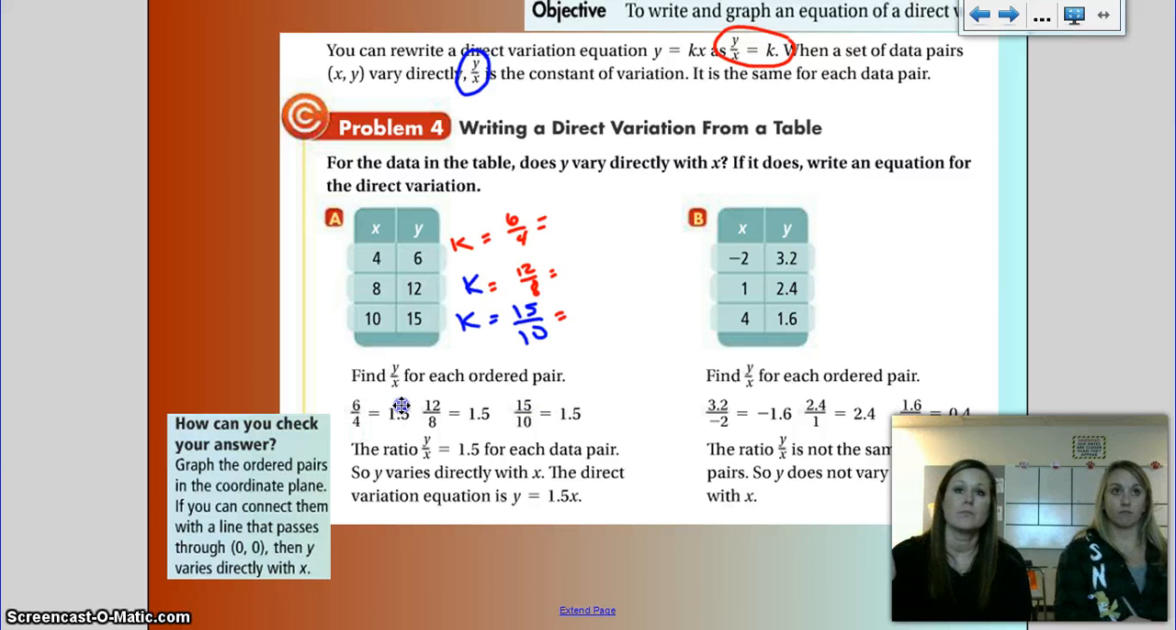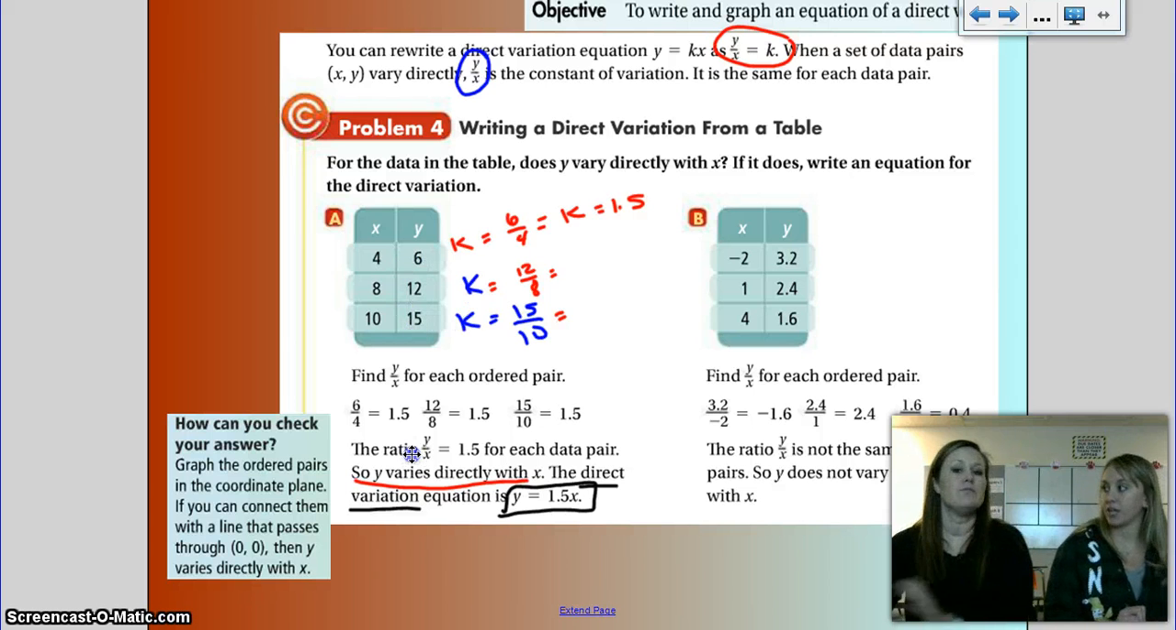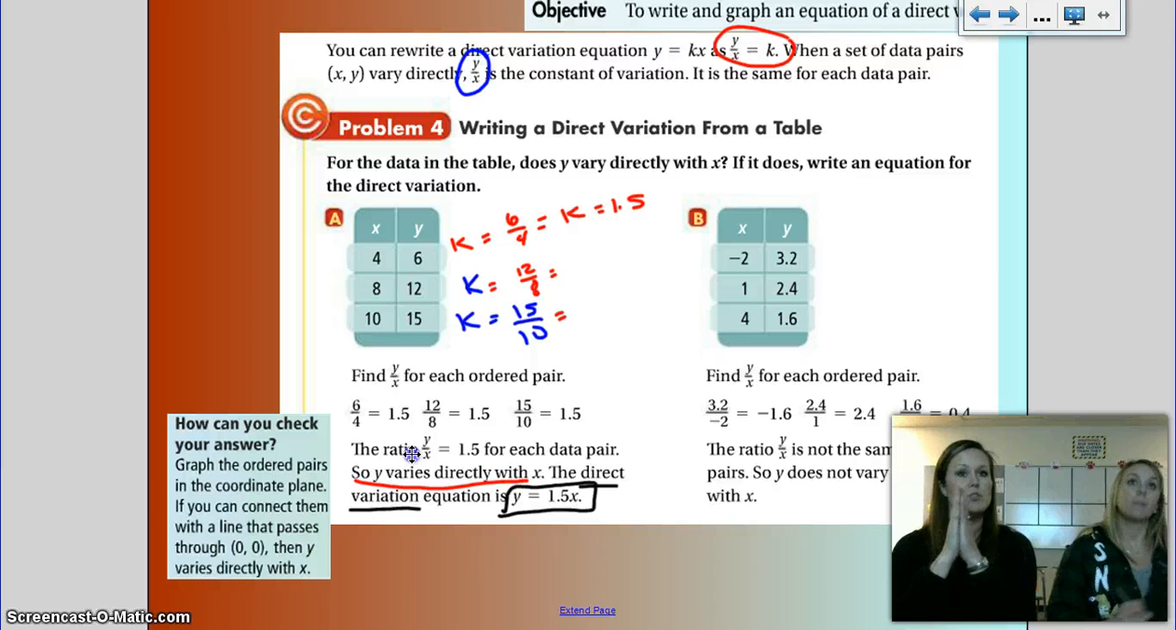Which we see right here. So what we say is this definitely has y varying directly with x. So it's a direct variation, and the equation is y equals 1.5x. Okay, so you're telling me that I use what k is equal to. Right. So I don't use any of these numbers given. I have to find what k is and then plug it in. Find the ratio between each one.